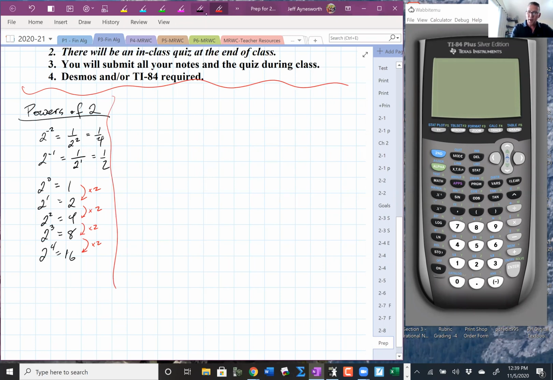Let's talk about powers of 3. We're going to do powers of 2, 3, 4, and 5, and then I'm going to go to logs, because they're related, believe it or not.